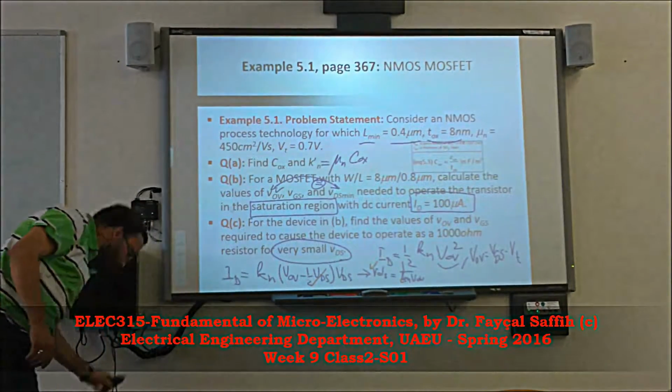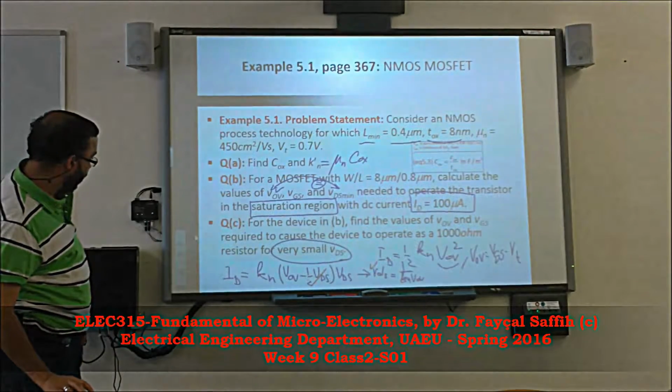So that's the beauty of microelectronics. It just makes sense at the end. Okay.